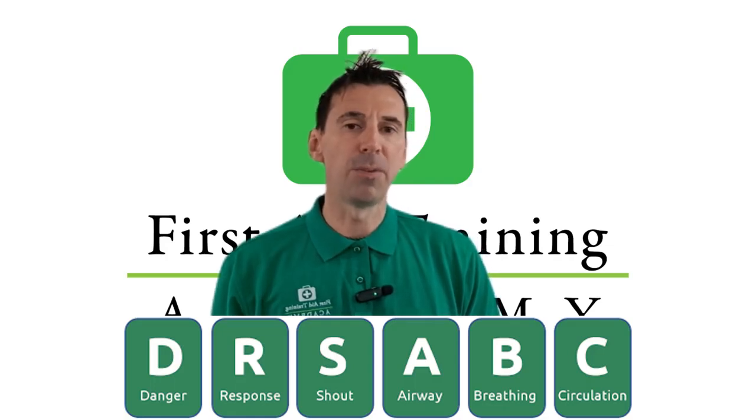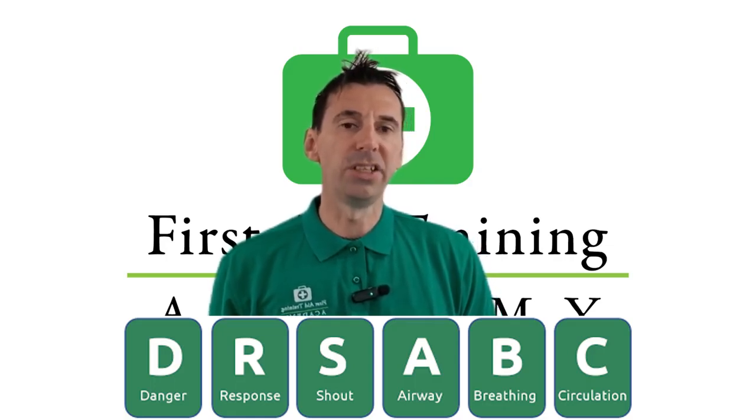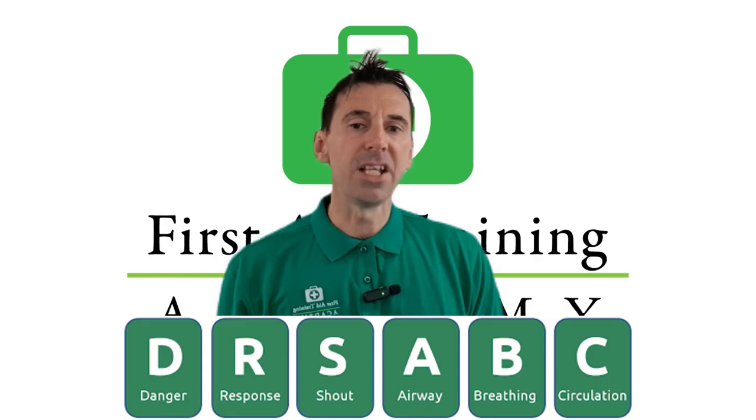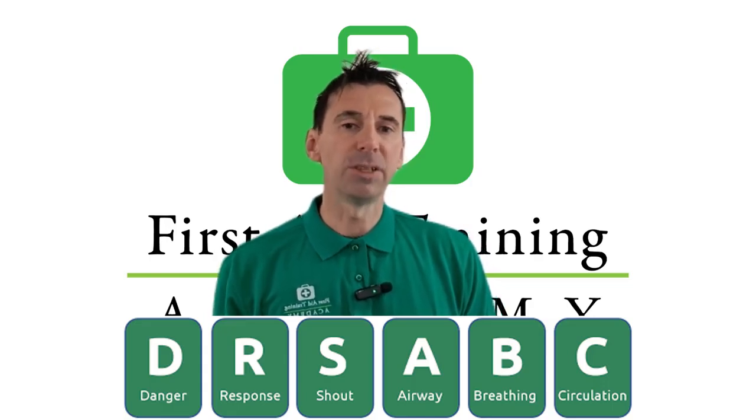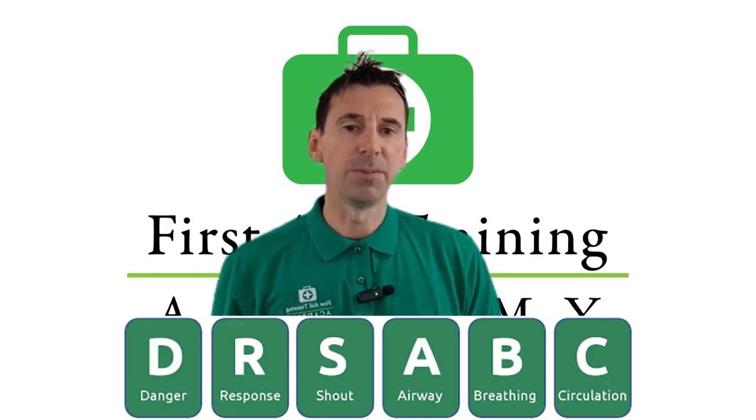R is for response. Gently shake the casualty's shoulders and ask loudly, "Can you hear me?" If there's no response, continue your assessment. S is shout for help. Call out to alert others or direct someone to phone 999 or 112 immediately.